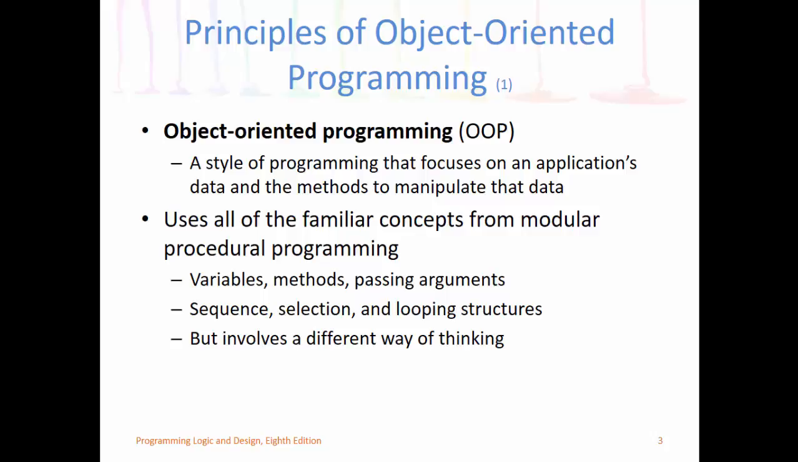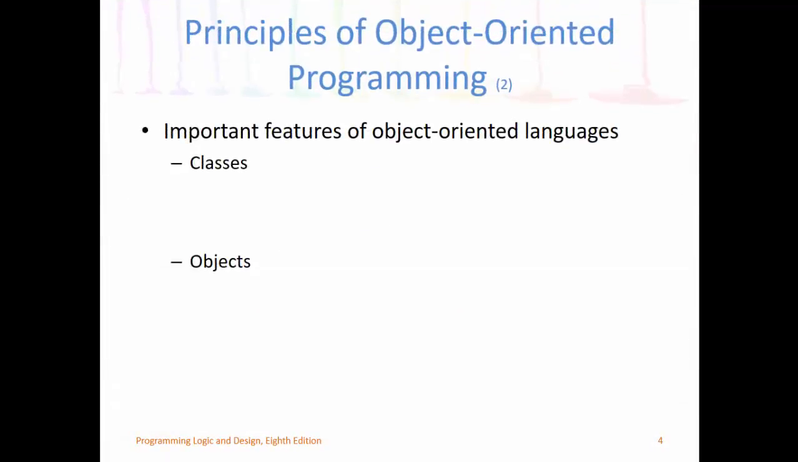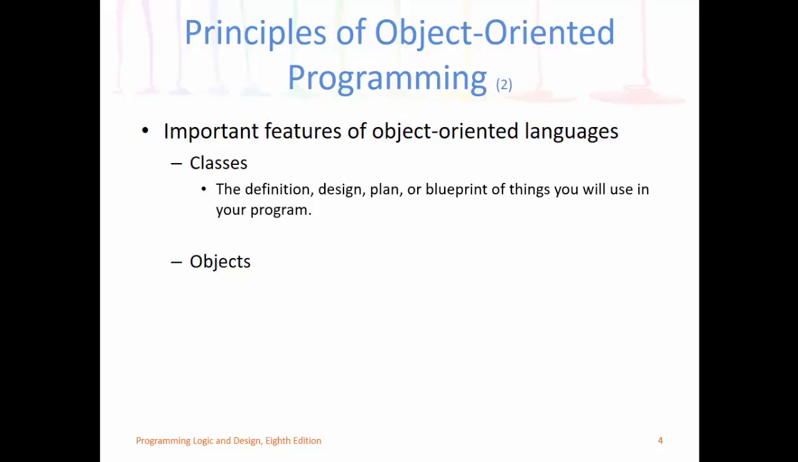But object-oriented programming involves a different way of thinking than procedural programming. And I'm going to discuss 5 important features of object-oriented programming languages, starting with classes and objects. A class is a definition, or design, or plan, or blueprint of things you will use in your program. Think of a class as a noun, a person, a place, a thing, or an idea. But remember, the class is the definition or design of that noun.